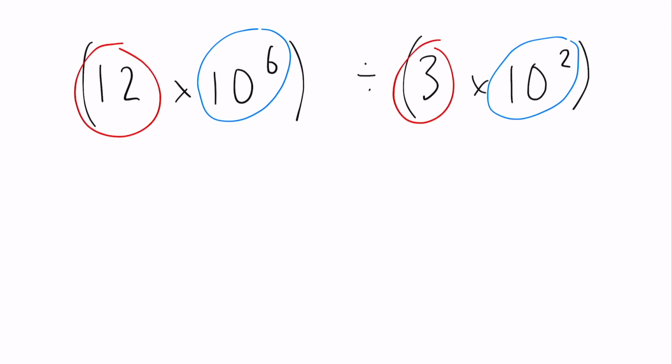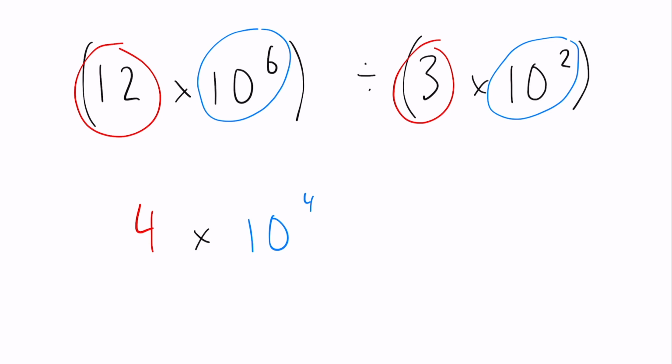So again, split the question up into two sides. 12 divided by 3, we're going to get 4. Now 10 to the power of 6 divided by 10 to the power of 2. From our index laws, whenever we divide two numbers that have the same base with powers, we can subtract those powers from each other, leaving us with 10 to the power of 4. 6 take away 2 makes 4.